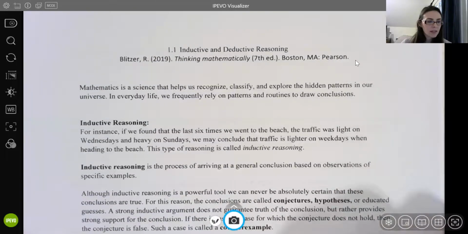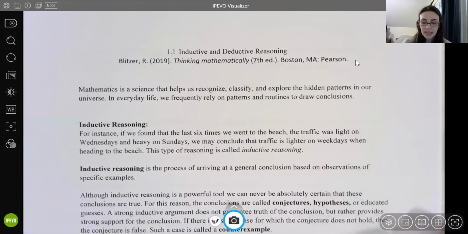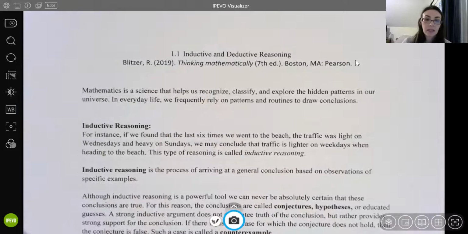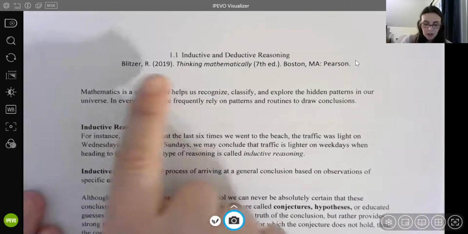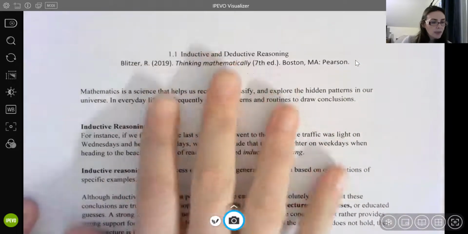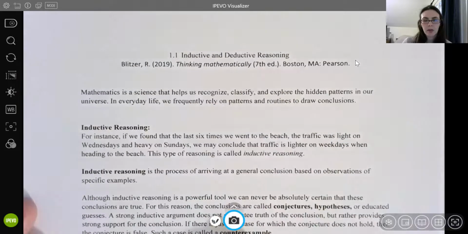All right, today we're going to start with section 1.1 in our text. And section 1.1 is about inductive and deductive reasoning. So we'll look at those two different types of reasoning today. Now, just so you know, at the top of the text, I do have a citation. So all the definitions and pretty much most of the examples are going to come from your text.